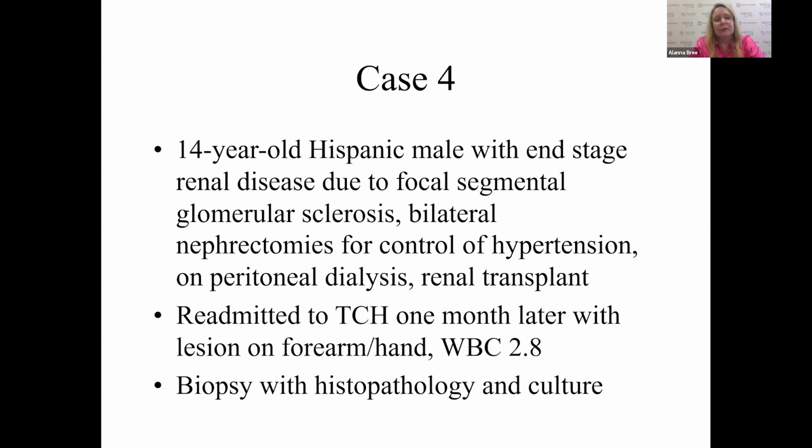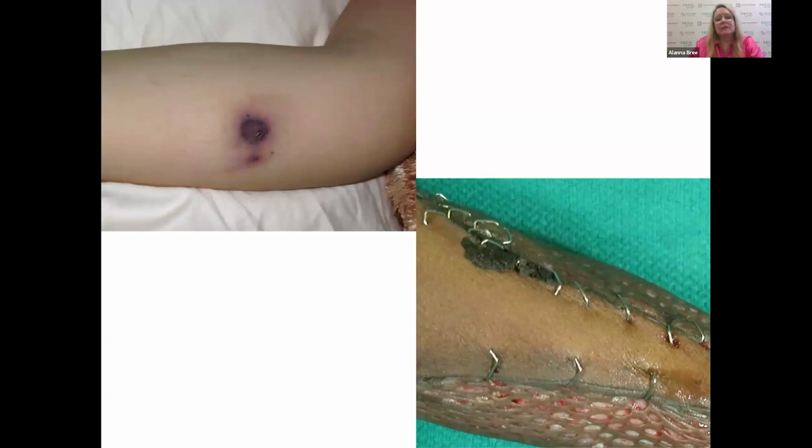accepted for renal transplant. He was readmitted to TCH 1 month later with a lesion on his forearm and hand, and his WBC count was 2.8. A biopsy with histopathology and culture was done. You can see the skin lesion here, and then what it progressed to after it was debrided.